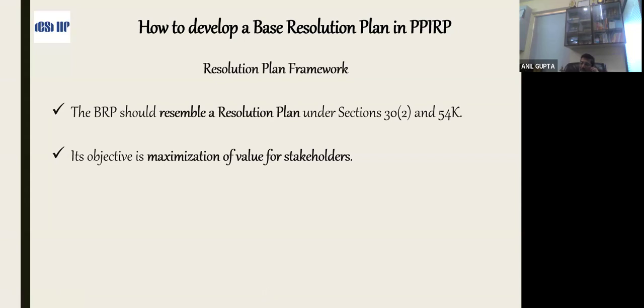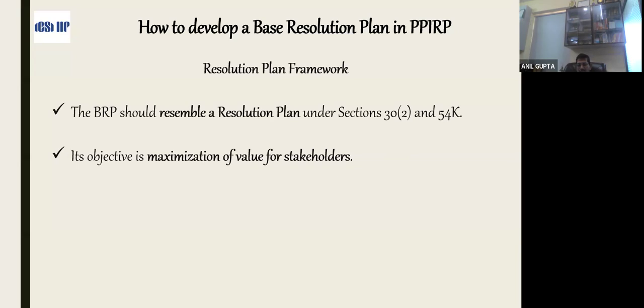But my practical concern is only one: if you have to make so much effort, the customer may end up saying doing CIRP is better. No, sir. CIRP is costly for SMEs, no? The CIRP process is a costly affair for small and medium enterprises. But while devising this PPIRP, they have to take into account all these things.